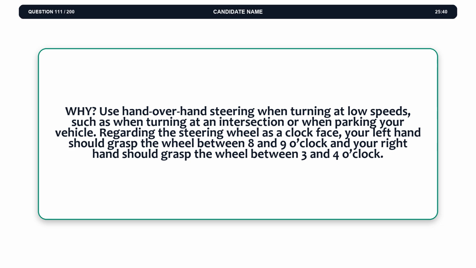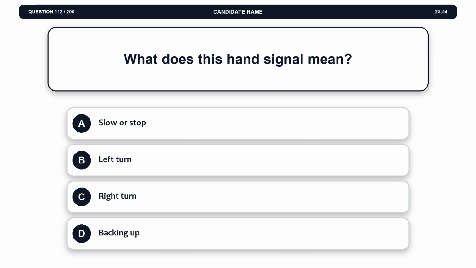Explanation: use hand-over-hand steering when turning at low speeds, such as when turning at an intersection or when parking your vehicle. Regarding the steering wheel as a clock face, your left hand should grasp the wheel between 8 and 9 o'clock, and your right hand should grasp the wheel between 3 and 4 o'clock. Question 112. What does this hand signal mean? Option A, slow or stop. Option B, left turn. Option C, right turn. Option D, backing up.